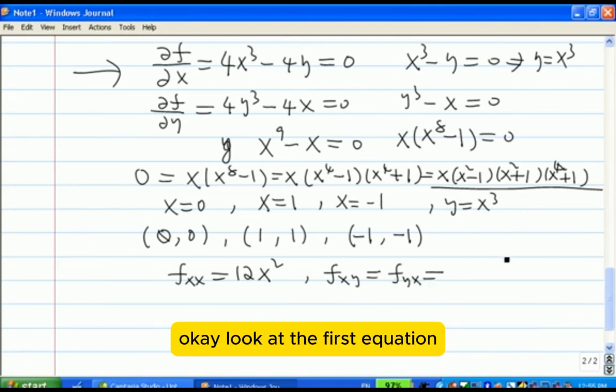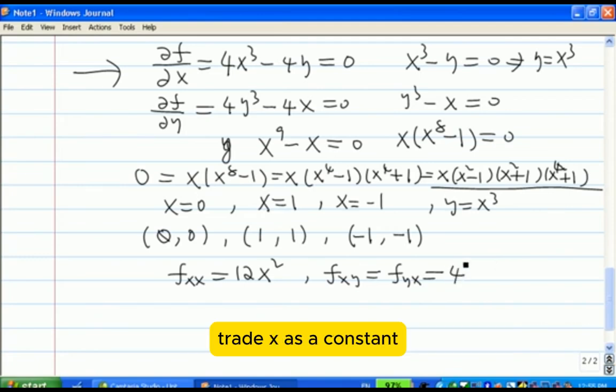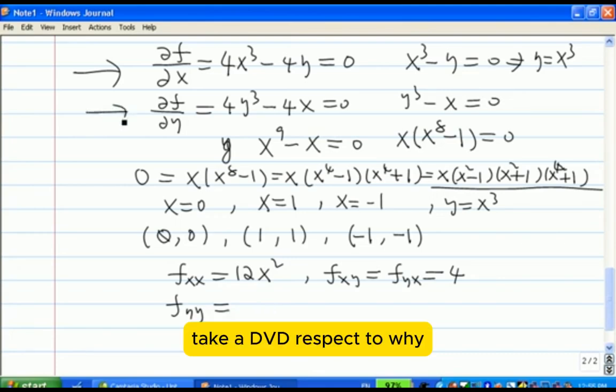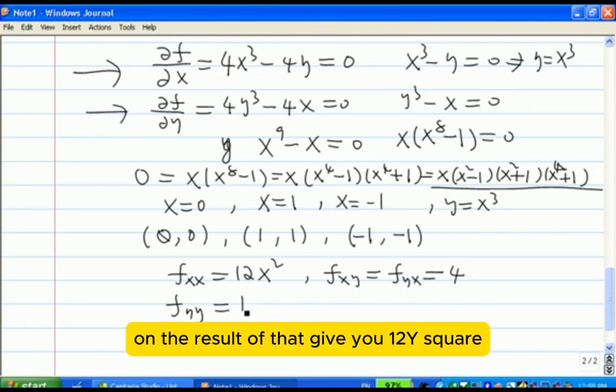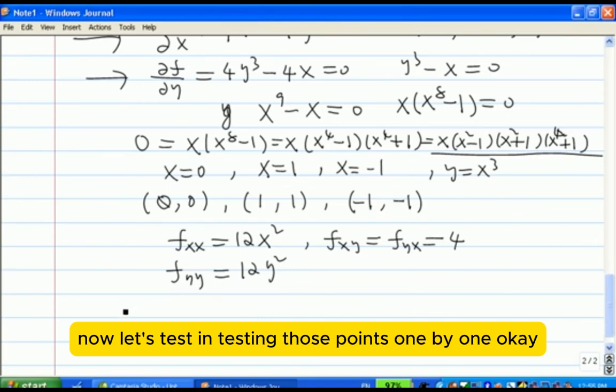Okay, look at the first equation. Take derivative with respect to y. Gives you 4, right? Treat x as a constant. Okay, now let's find fyy. Take derivative with respect to y on the result of that. Gives you 12y squared. Okay, now let's test those points one by one.